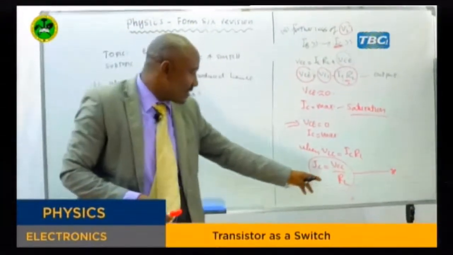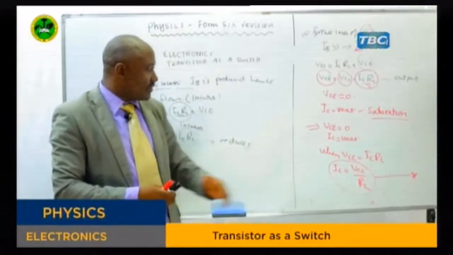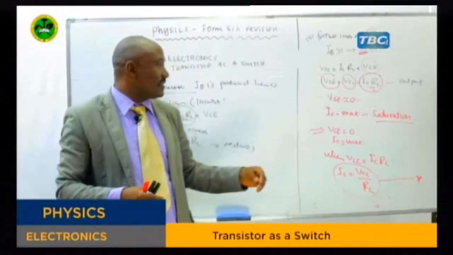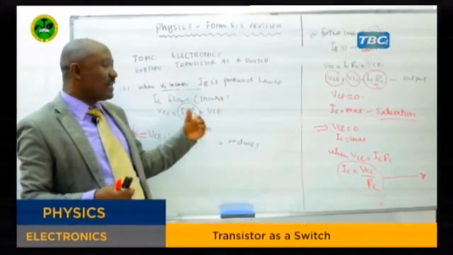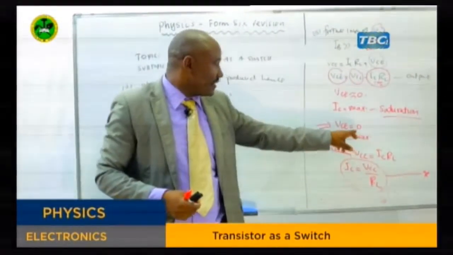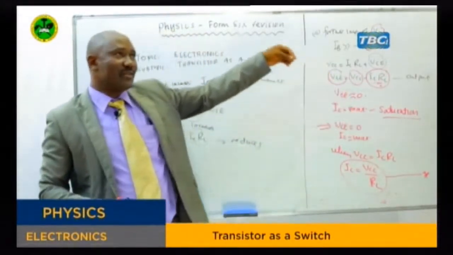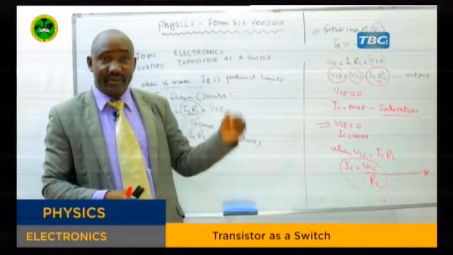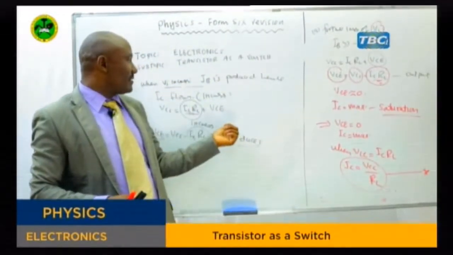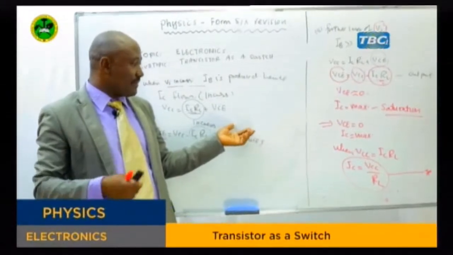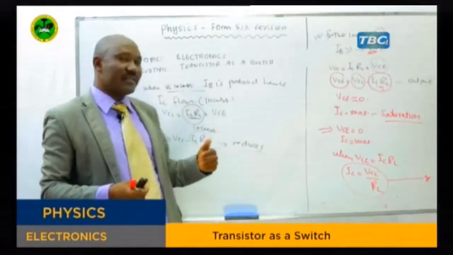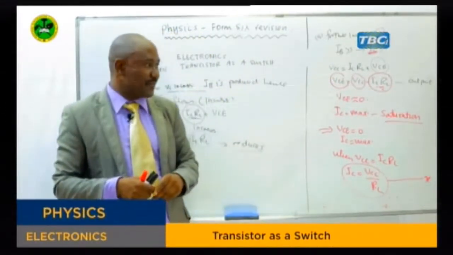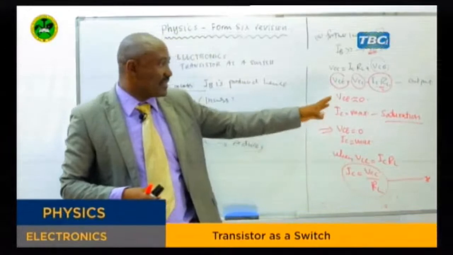So here, you can see we have the condition where the transistor can be found in a saturated state, or it can be found in the cutoff state. For this case, VCE zero means the transistor is behaving as if it has very low resistance. In the previous case, when we have cutoff states, the VCE is maximum, which shows that the transistor is behaving as if it has a very large resistance.